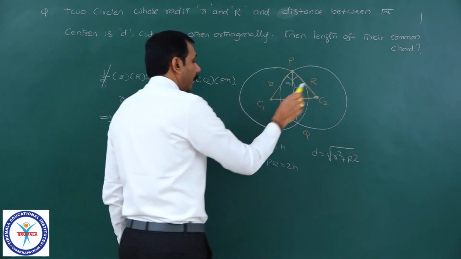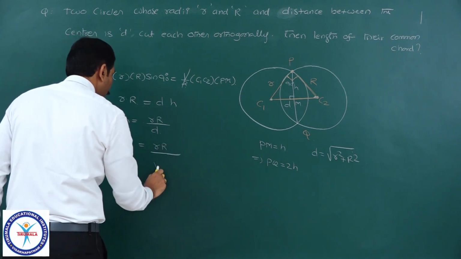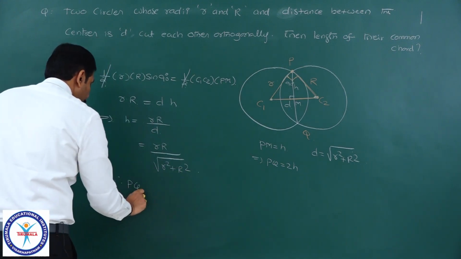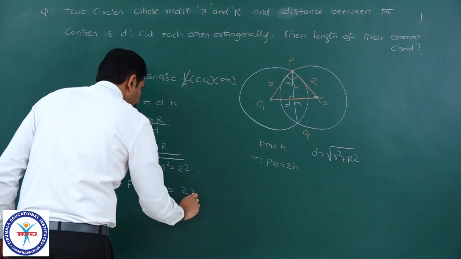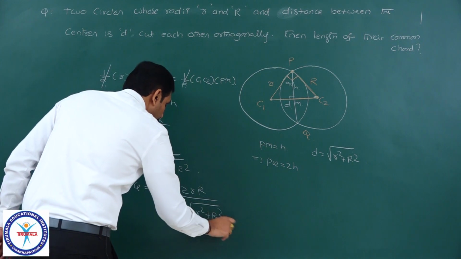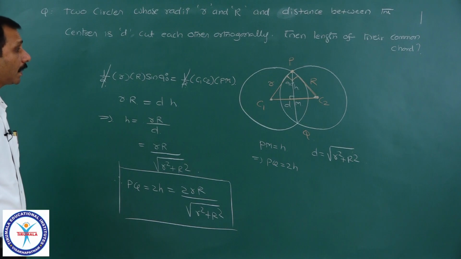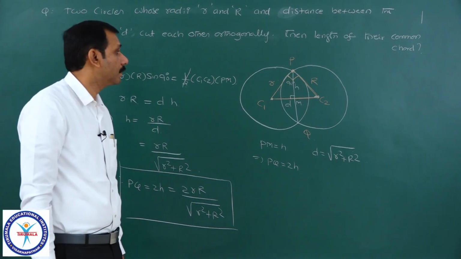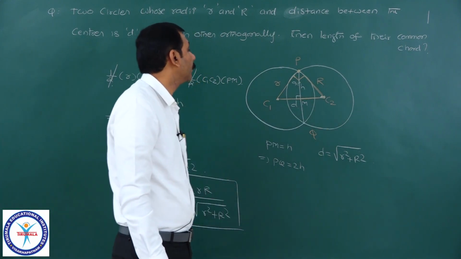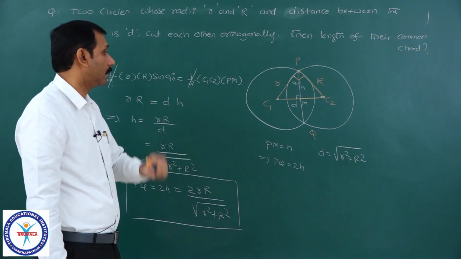D complete. Therefore, it is equal to small r capital R by root over r square plus capital R square. Therefore, PQ is equal to 2h. It is 2 small r capital R by root over r square plus capital R square. It is the length of the common chord of these two circles when radii of these two circles are given small r and capital R, and given that these two circles intersect orthogonally.